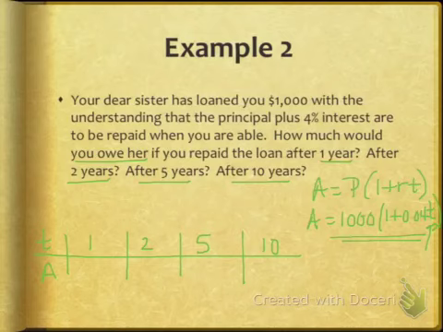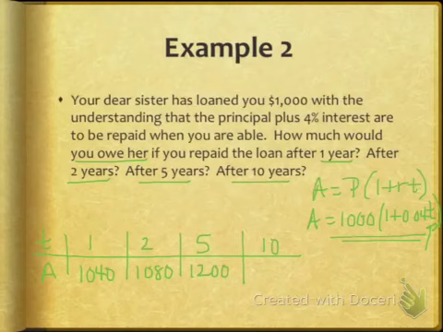So for 1 year, I would end up owing her $1,040. So $40 extra on top of the $1,000 that I borrowed her. If it took me 2 years to pay her back, then I would owe her $1,080. If I plug in 5 for T and work it out for 5 years, then I would have to pay her $1,200 back. Now, what would I need to pay her if it takes me 10 years to pay her back?